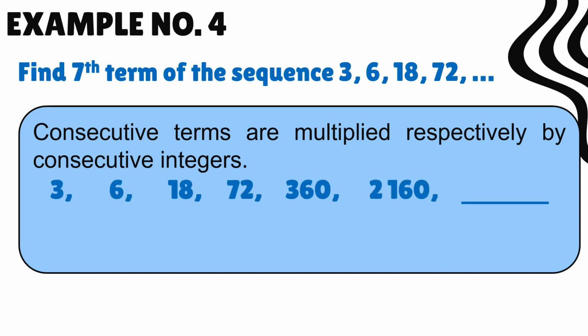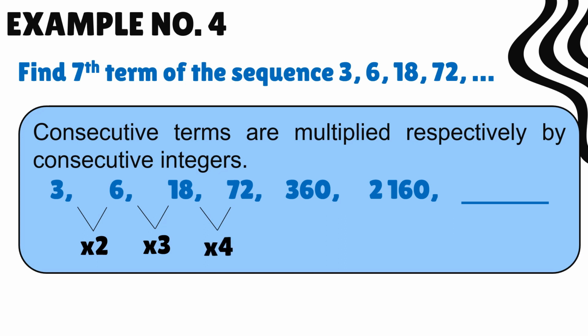In other words, if you get the ratio of the second term, which is 6, and the first term, which is 3, the result is 2. If you get the ratio of the third term, which is 18, and the second term, which is 6, the result is 3. If you get the ratio of 72 and 18, the result is 4.